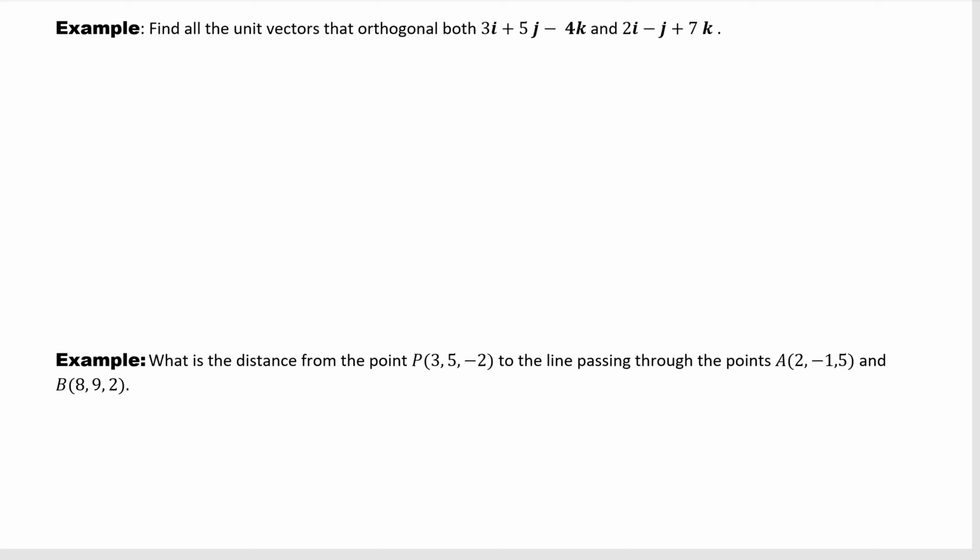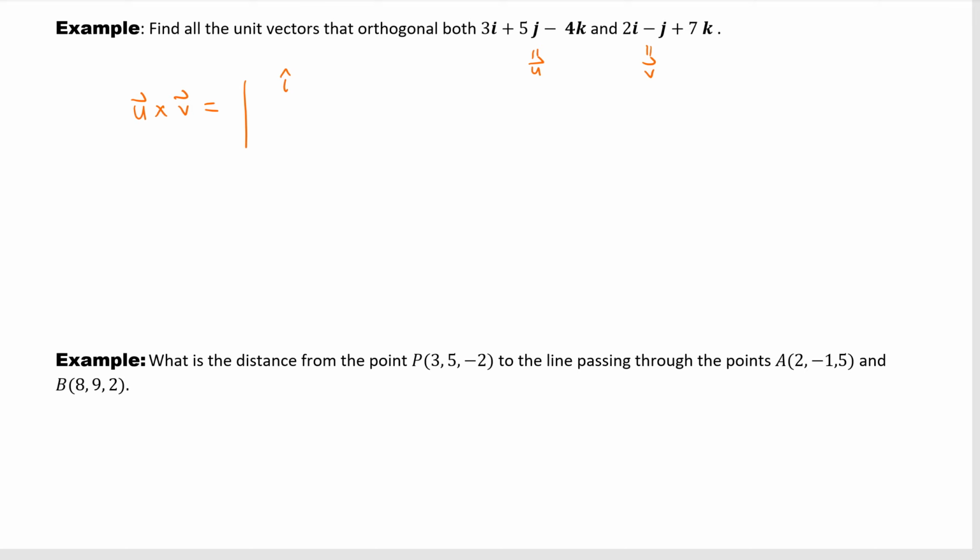So this example, find all the unit vectors that are orthogonal to both this vector and this vector. Let's call this U, this is V. So we want to find a vector that is orthogonal to both vectors. One choice is to find the cross product, right? So let's figure out the cross product.